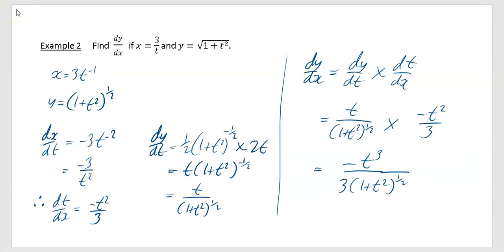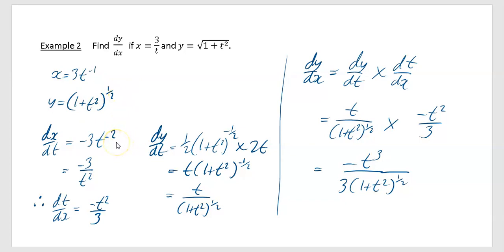Okay, this next example, I have filled it in because this pen is playing up and won't seem to work today. So here we've got, we're to find dy by dx, you're told x is equal to 3 over t, y is equal to the square root of 1 plus t squared. First thing I've done here is I've rewritten my x and my y in index form. So x is equal to 3t to the minus 1, and y is equal to brackets 1 plus t squared, and that is to the power of 1/2. I've done this so that I can differentiate them.